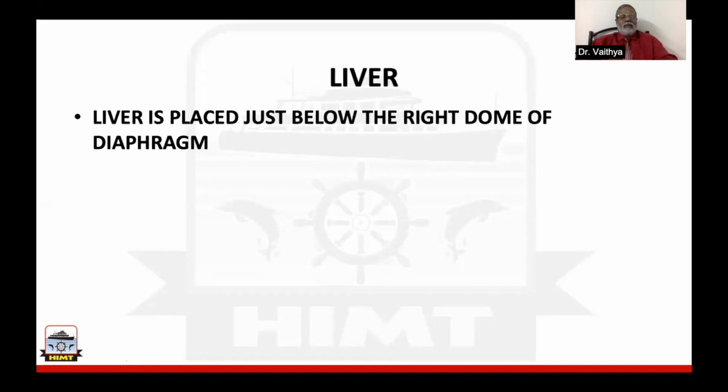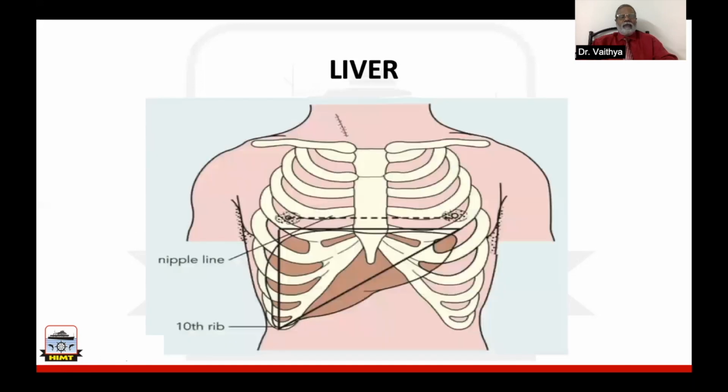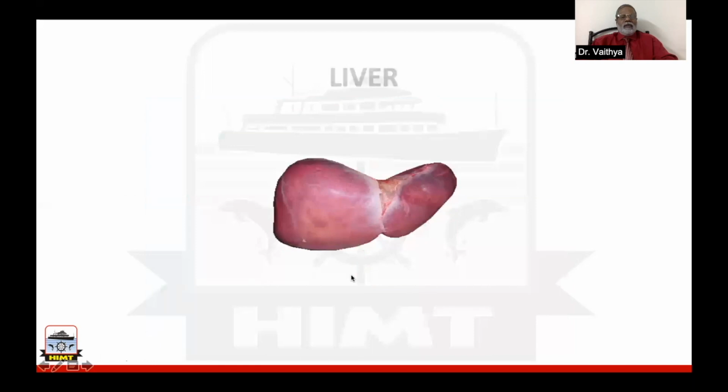Where is the liver placed? Just below the right dome of the diaphragm. See here, this is the exact placement of the liver. It extends a little bit out to the left side also, crossing the center line. Triangle in shape, firm to hard in consistency, a very strong organ. This is an exact human liver. See, a right lobe, a left lobe. The liver has two lobes. The right lobe is the bigger one, very important, and the left lobe is the smaller one, equally important.